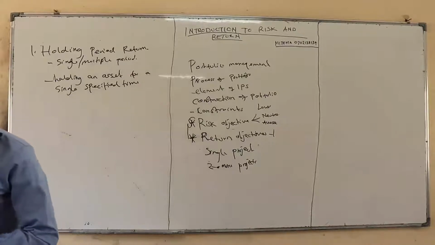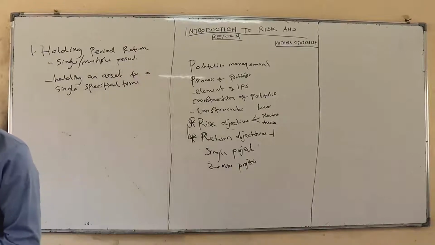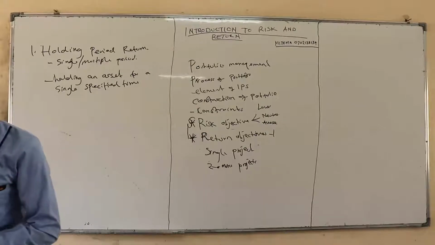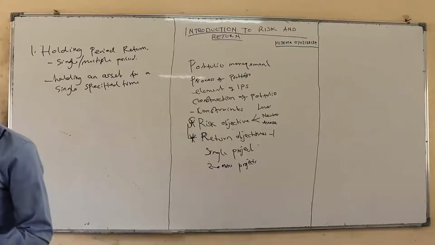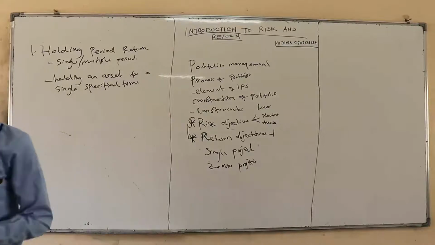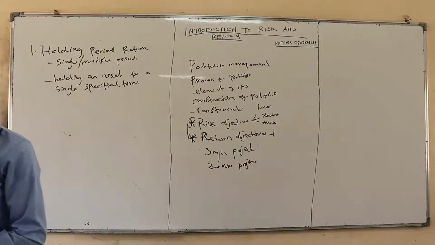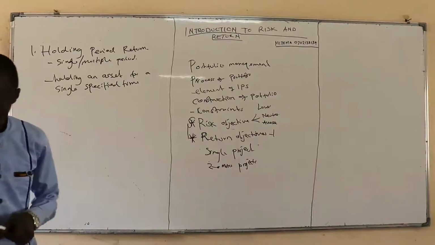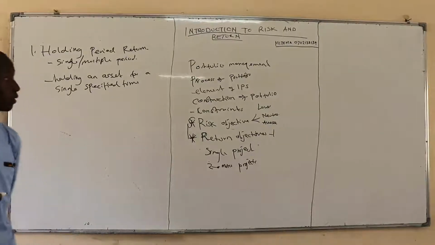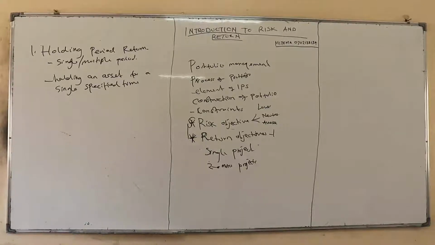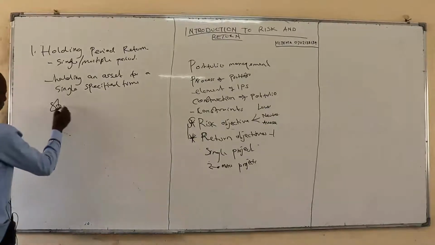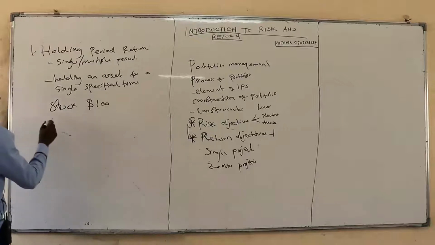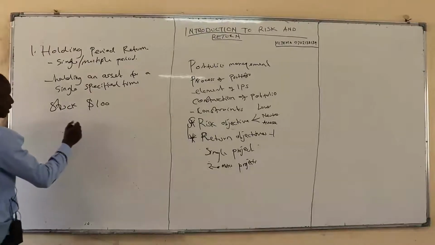So for example, if a stock is bought now at a price of 100 and the same stock is sold later at a price of 105 shillings with no dividends, then the holding period return is 5. You have a formula for calculating the holding period return. We have said that a stock is bought now at 100 and later it's sold at 105.